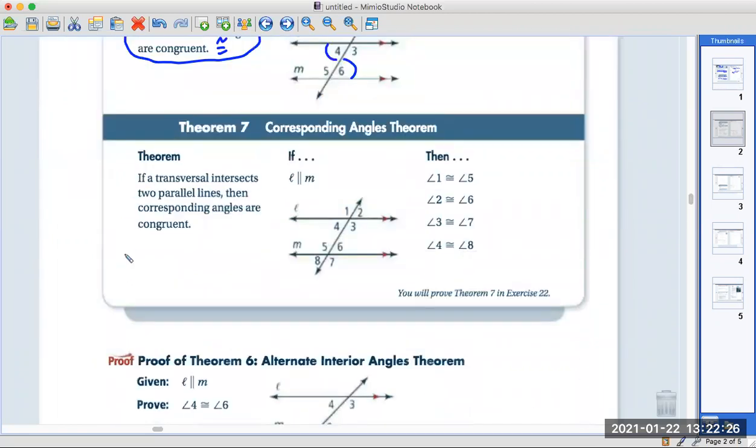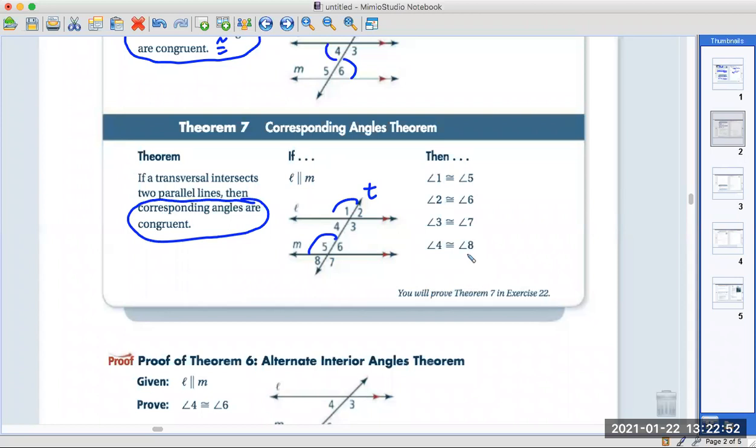Corresponding, same thing, they're congruent. So this is the transversal. If line L and M are parallel, then 1 and 5, these are corresponding. Remember, corresponding angles are on the same side of the transversal. One is outside, one is inside between the two lines. So those are all corresponding.